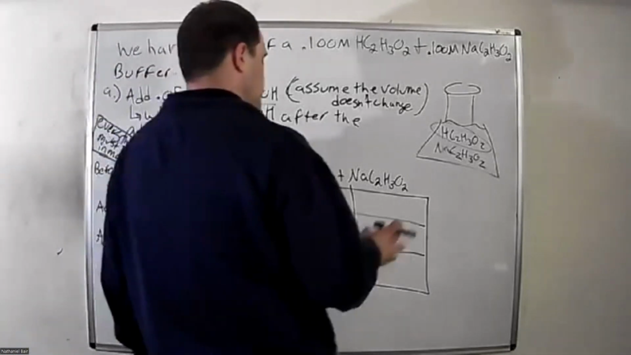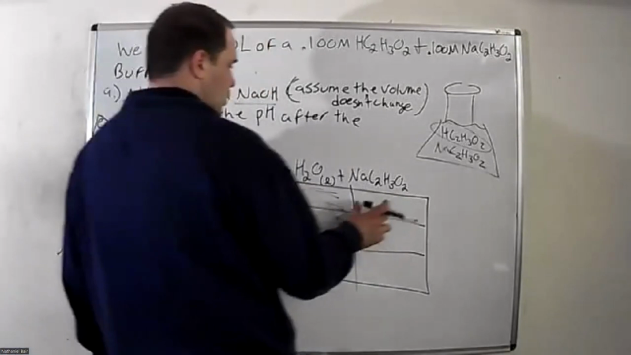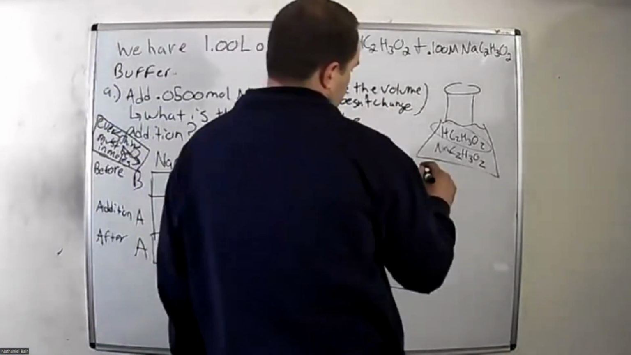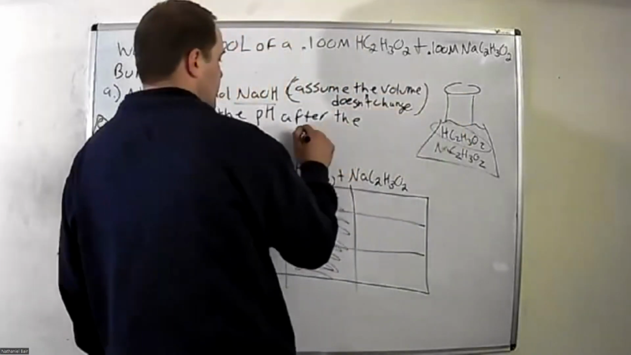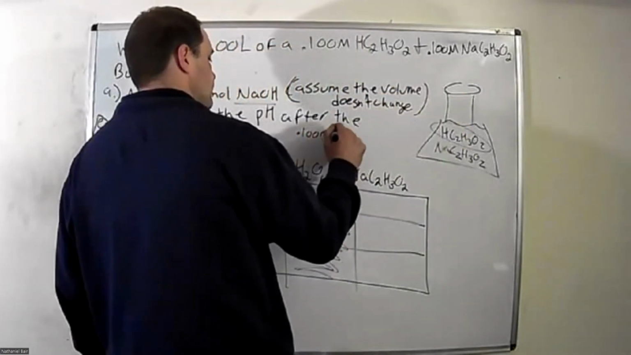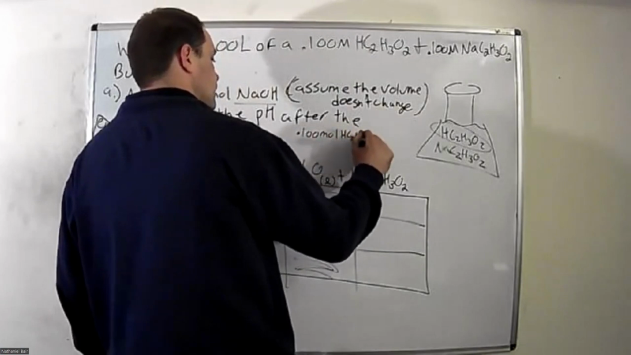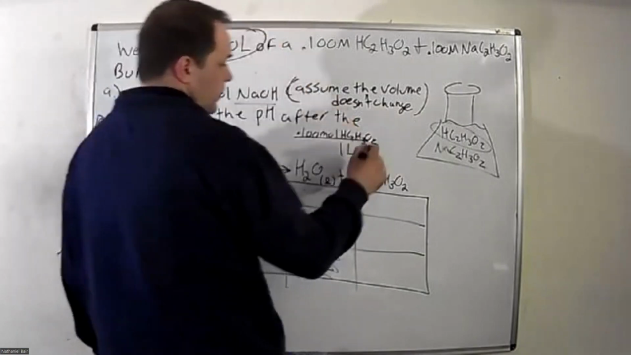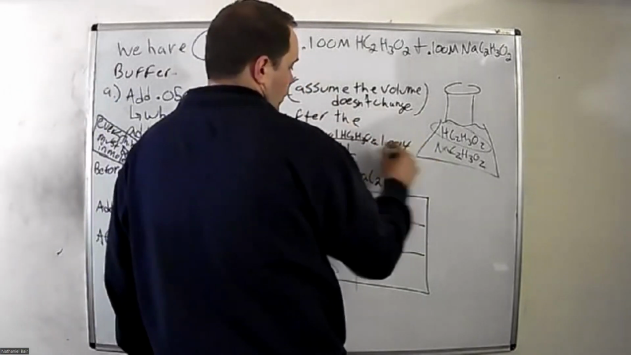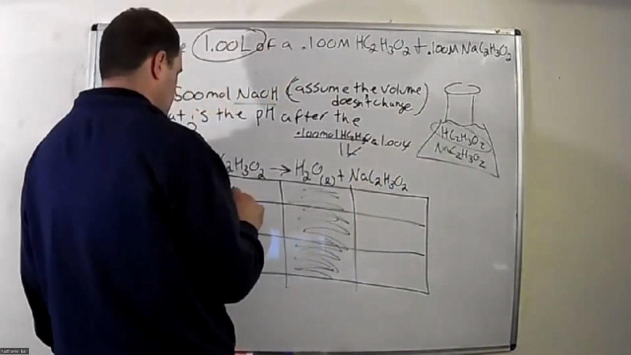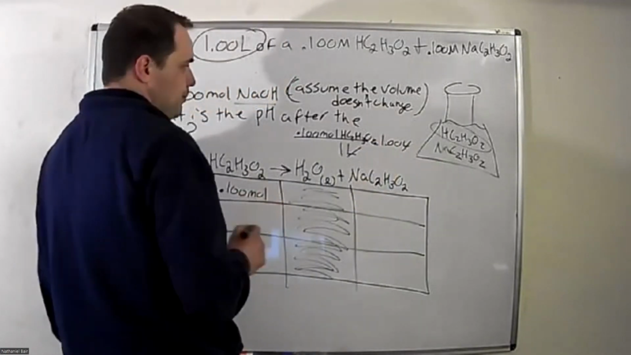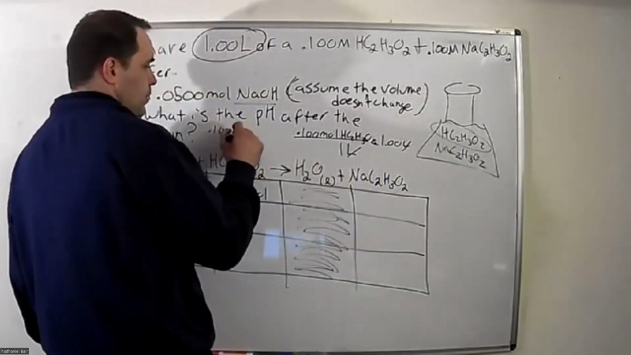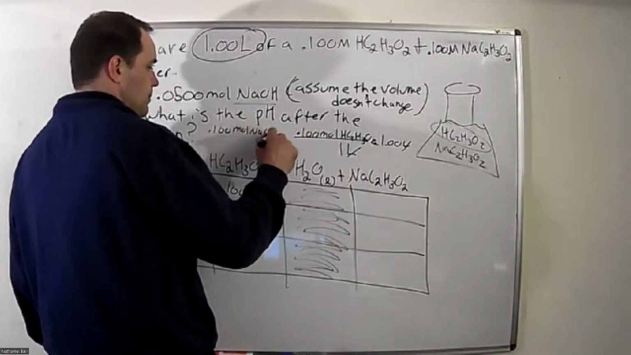So now I need to know the moles of acid, of acetic acid, and the moles of sodium acetate that were in this buffer. How do I get that? I take the concentration, I'll go up here, take the concentration and multiply by the volume. We have 1 liter. And you can see that comes out to 0.100 moles. We're going to do the same thing for the sodium acetate. So 0.100 moles of sodium acetate.